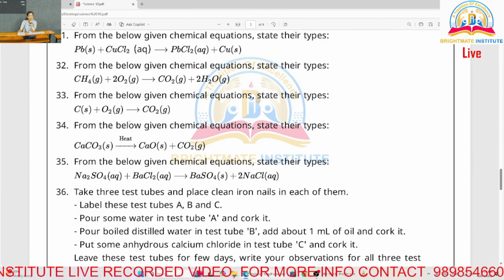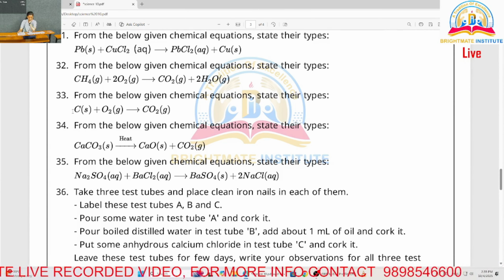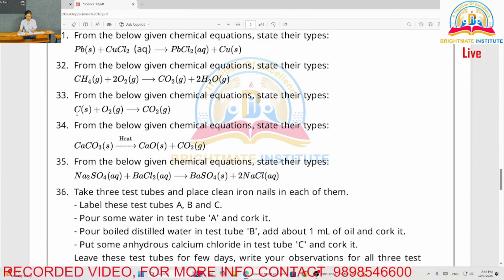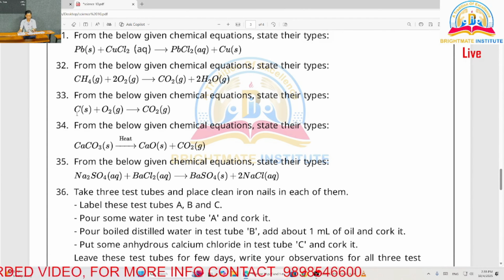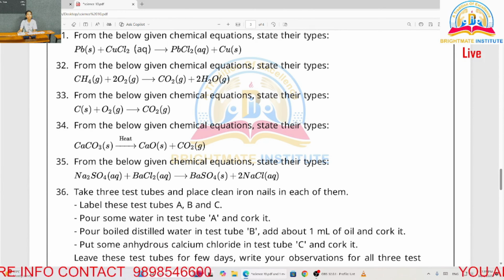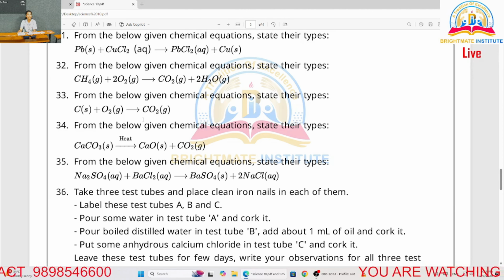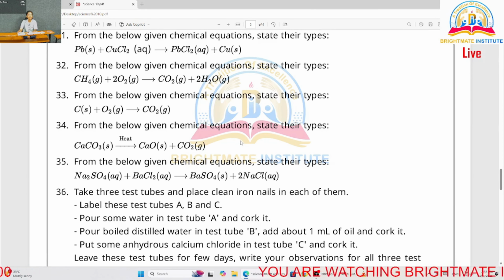Now 33, that is from the below given chemical equation, state their types. That is C plus O2 gives CO2. Again here C plus O2 gives CO2, so oxygen is added to carbon, so again this is an oxidation reaction. Now 34, from the below given chemical equation, state their type.